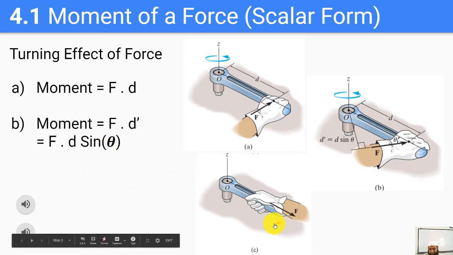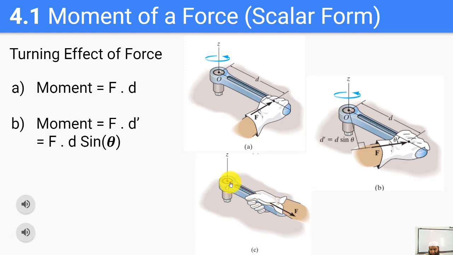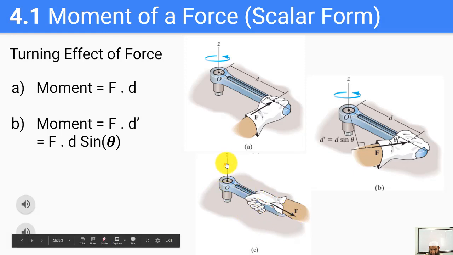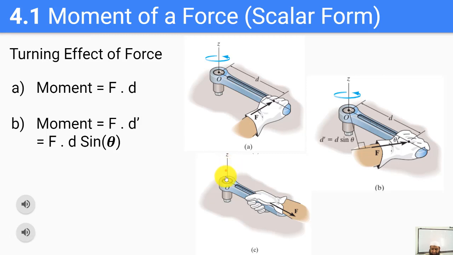And here we have this third case where the force is acting along the axis of rotation, at some distance from the axis of rotation. In this case, because the perpendicular distance of the force to the axis of rotation is equal to 0, that means that this force has a moment of 0. In other words, this force will not produce any turning effect or moment about this axis.